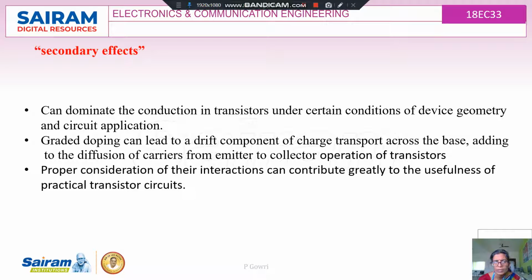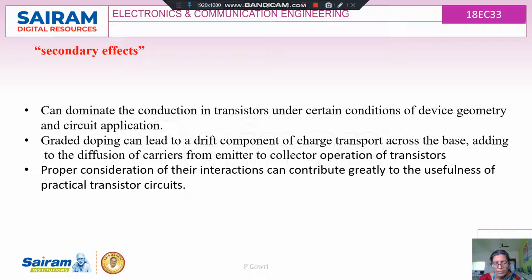Secondary effects are nothing but this: when we consider a normal analysis of the transistor, we assume certain conditions on which we derive the equations for the current and the output voltage. There are some effects which may dominate the conduction in transistors under certain conditions of device geometry and circuit applications. For example, graded doping can lead to a drift component of the charge transport across the base, adding to the diffusion of carriers from emitter to collector in the operation of the transistor.